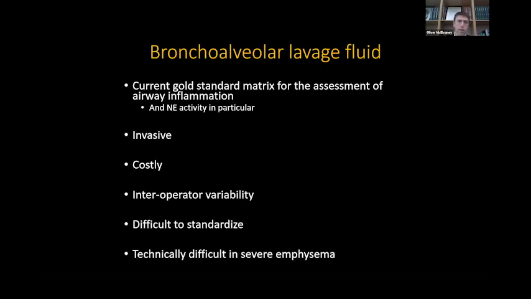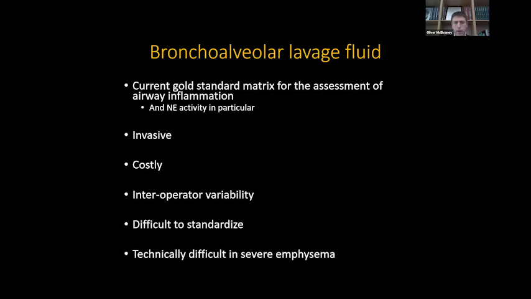So when it comes to sampling the airway, we essentially have two choices, broadly speaking. We have bronchoalveolar lavage fluid and we have sputum. And bronchoalveolar lavage fluid, or BAL, is the current gold standard matrix for the assessment of airway inflammation, and in particular, neutrophil elastase activity, as Dr. Brantley mentioned earlier on. There are some drawbacks. It is invasive. It can be poorly tolerated by certain patients. It's costly from the point of view of running large multi-center studies. And also from the perspective of multi-center standardization, there's quite a degree of inter-operator variability.